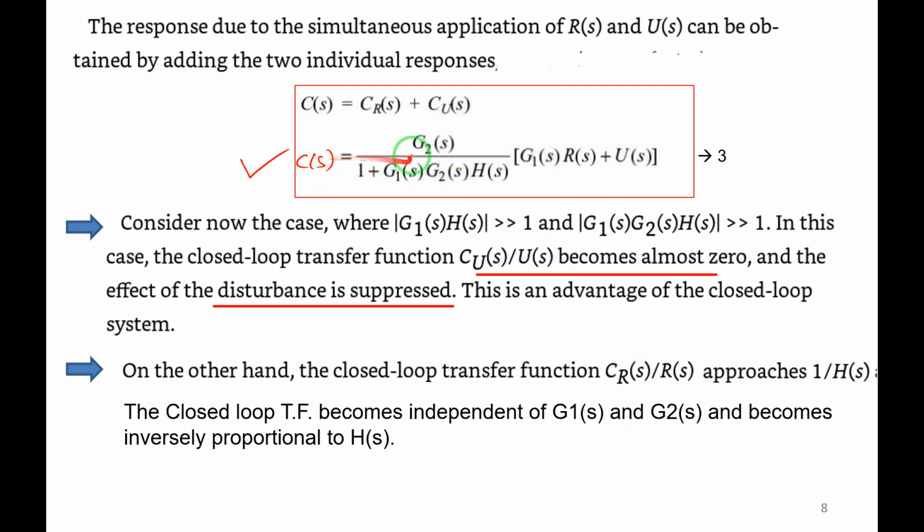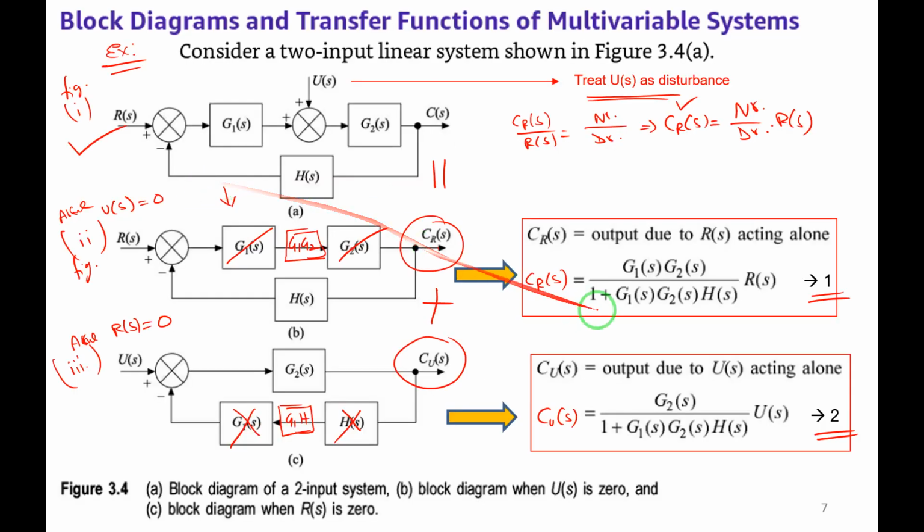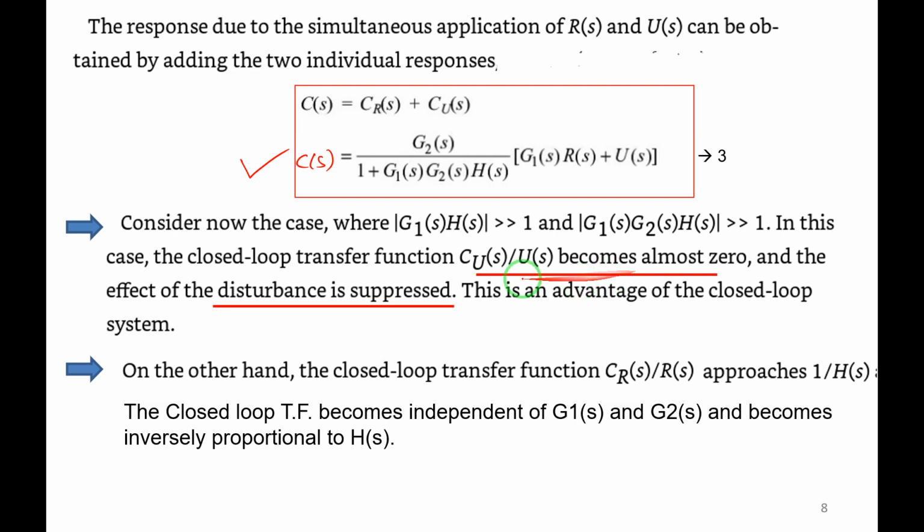Then next, we have to observe something and make some analysis. We will see by looking at equation 1 and equation 2, and we will let some things be greater than 1, and make some analysis. Now we will assume that the magnitude of G1(s) H(s) is very much greater than 1. This condition we are going to take, and another condition is that the magnitude of G1(s) G2(s) H(s) is very much greater than 1. This is the second condition. These two conditions we will make use of, right?